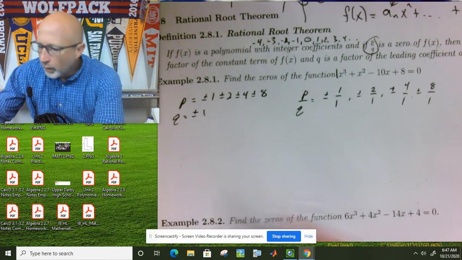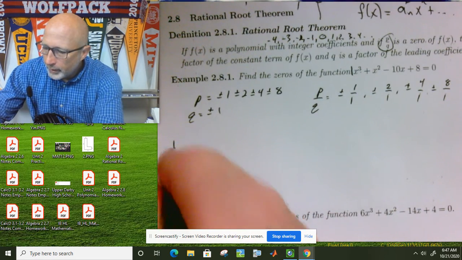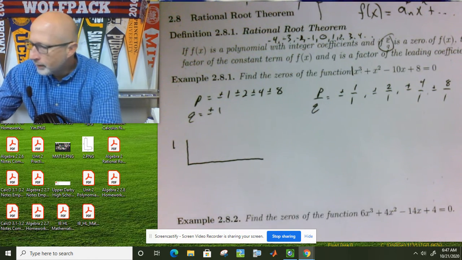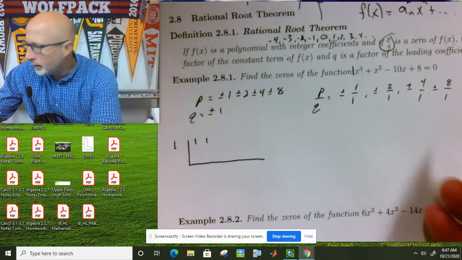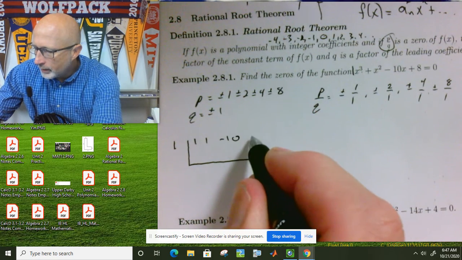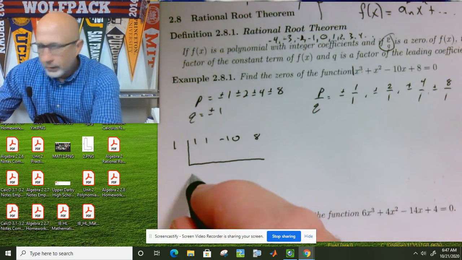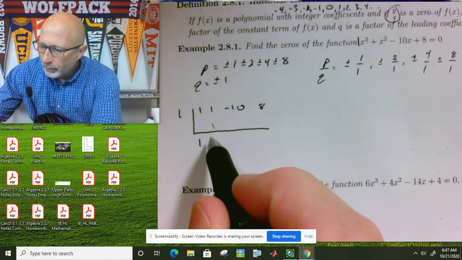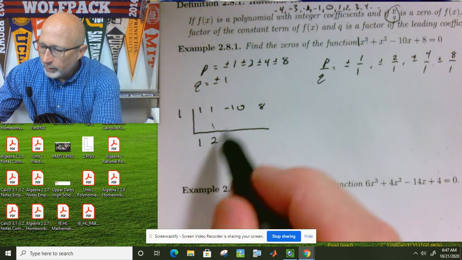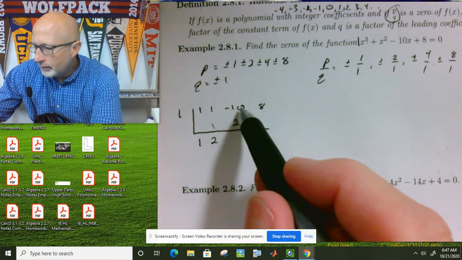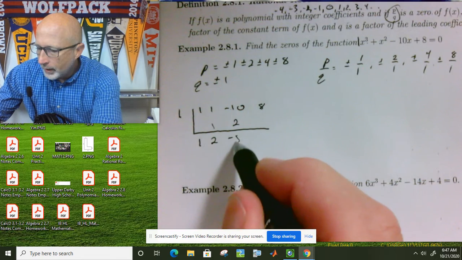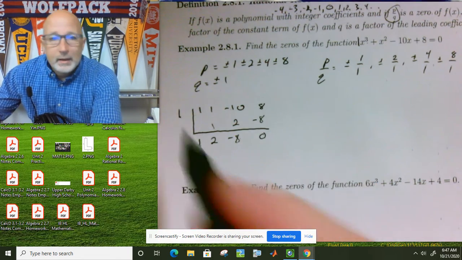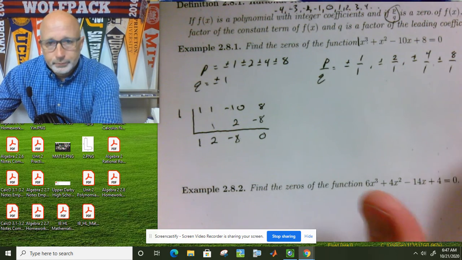So if you start off with 1 as my root, I'm going to do synthetic division to see if it actually is a root. So I listed out 1, 1, -10, 8. And so I drop down the 1, multiply 1 times 1 gives me 1, 1 plus 1 gives me 2, 1 times 2 gives me 2, -10 plus 2 gives me -8, 1 times -8 gives me -8, that's a 0. So 1 is a root of that polynomial.